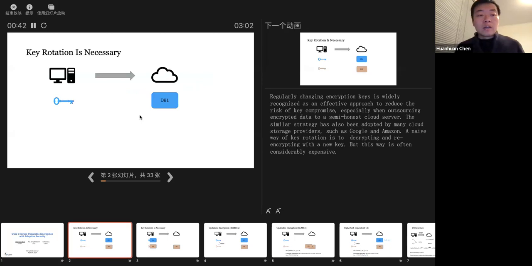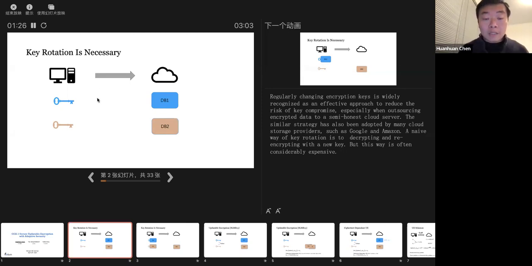It deals with the scenario of outsourcing encrypted data to a cloud server. When we use the same key for encryption for a long time, it will increase the possibility of the key being leaked. So a smart way of key management is to rotate the key after certain times, therefore reducing the risk of key compromise. And then we can encrypt the data with the new key.